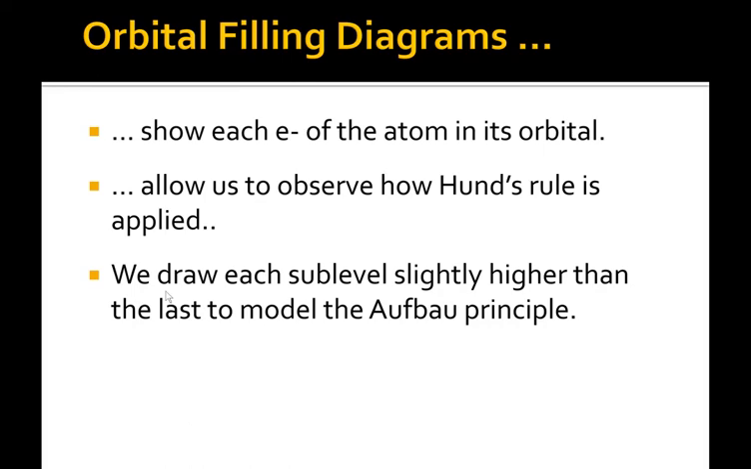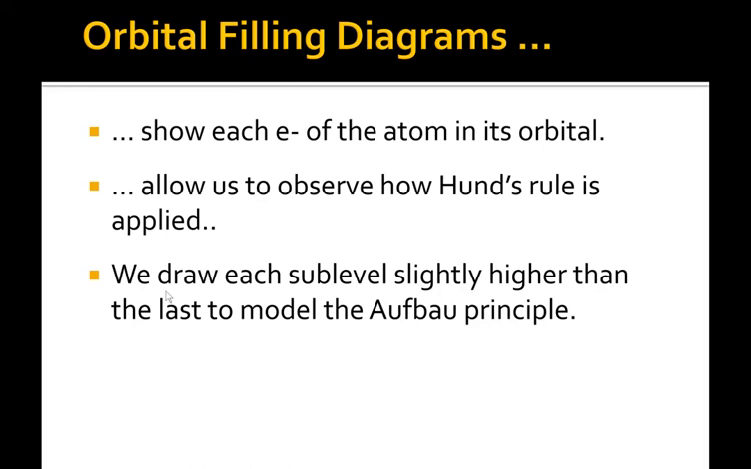It does take a little bit more space to write. It's a little bit more of a diagram than just a bunch of letters, but it's a little bit more informative in some really important ways. Orbital diagrams show us each of the electrons in its orbital. Each electron of the atom in its orbital. And an orbital is part of a sublevel, so we're going to look at that today a little more closely as well. Orbital diagrams also allow us to observe how Hund's Rule is applied.